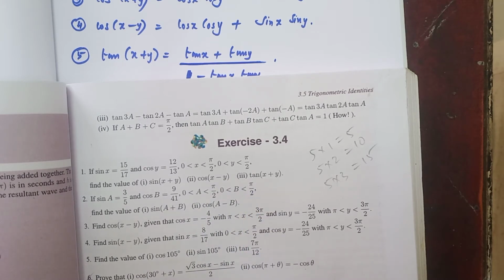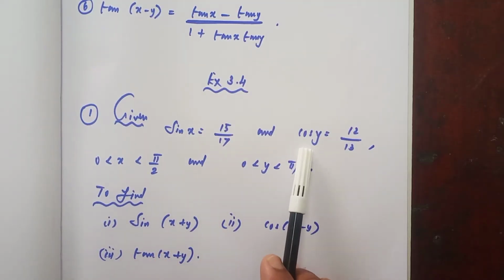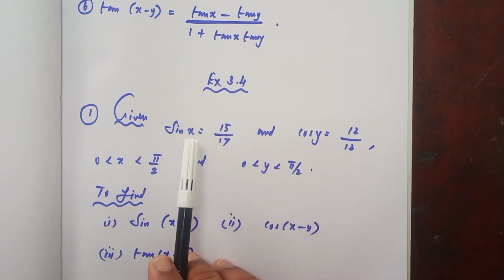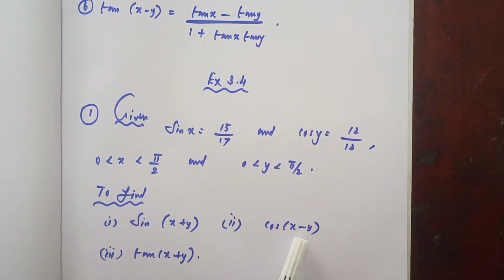We can do one by one. So you are given sin x and cos y. First you have to find out cos x and sin y. Then only we can do all the three subdivisions. So how to find cos x and sin y? Listen.